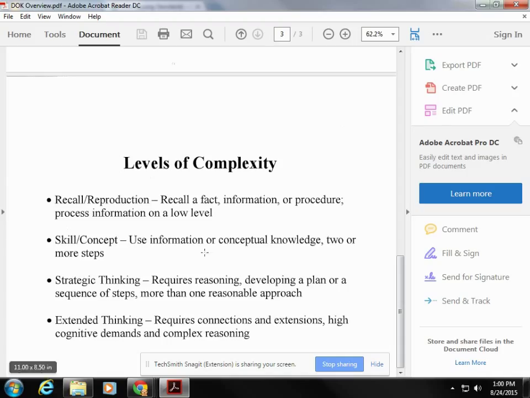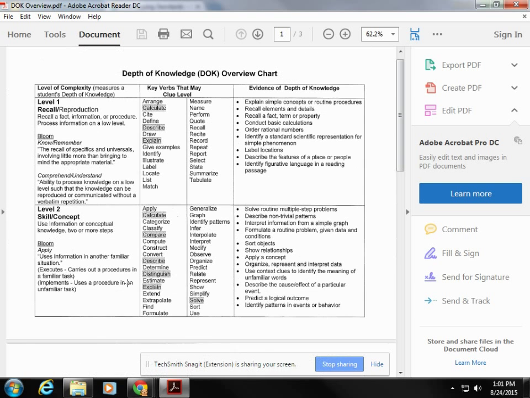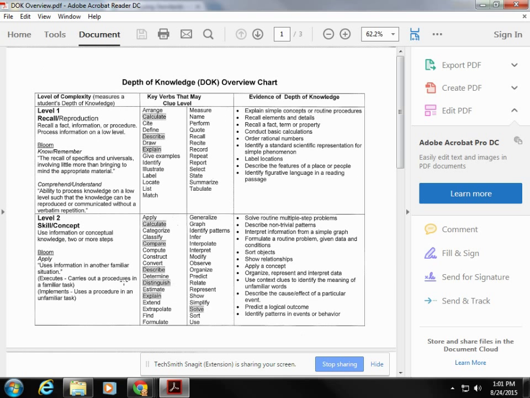Then there's a further explanation of the levels of complexity, starting with the lowest level, level 1, which is recalling a fact, information, or procedure, and then you're processing at a low level. Whereas level 4, it's extended thinking. It requires connections, extensions. You're going to be using multiple sources, high cognitive demands, complex reasoning. So this chart will help you when you are thinking about your own instruction in your classroom and the types of questions that you are asking your students to tackle.